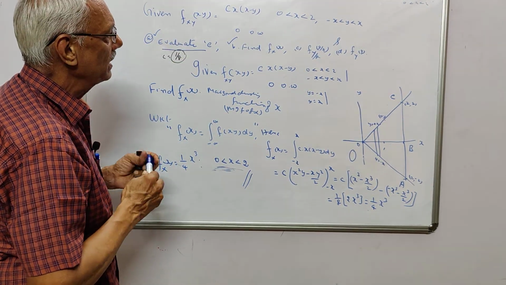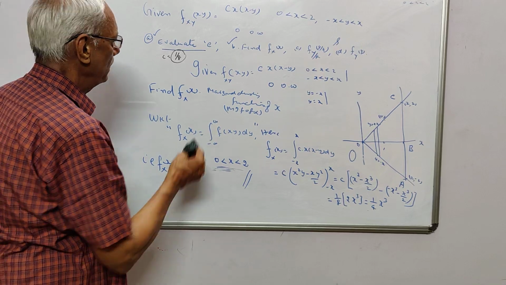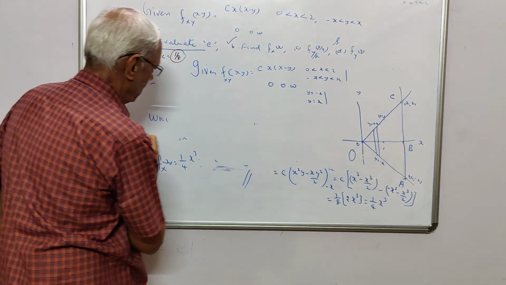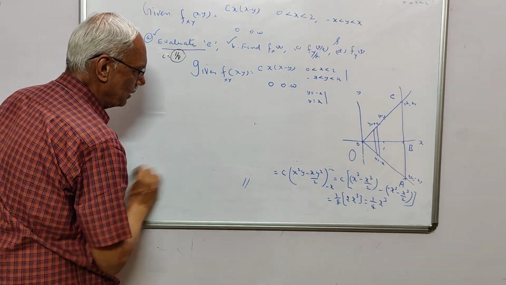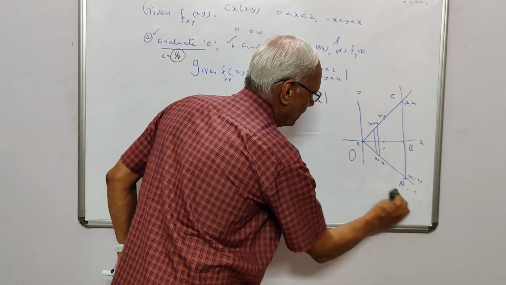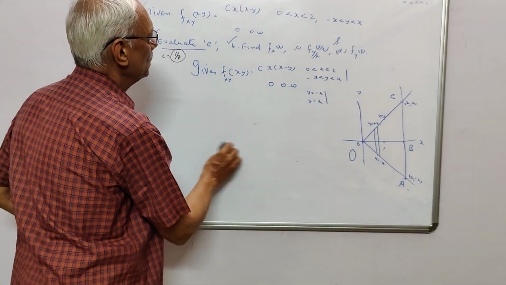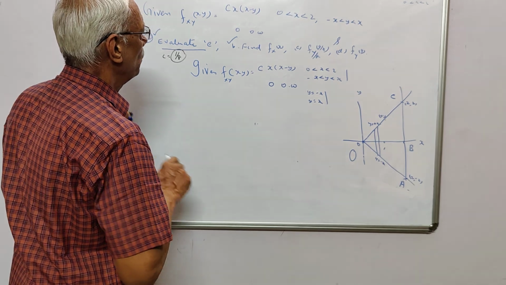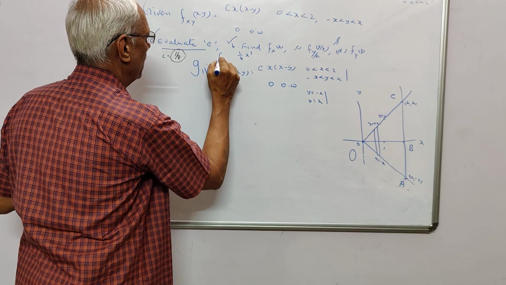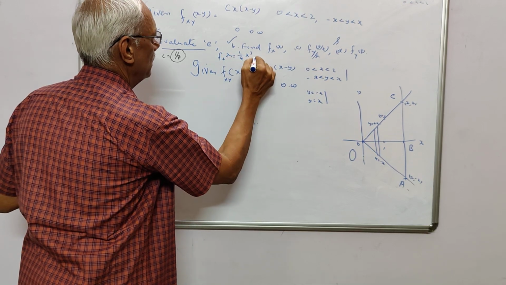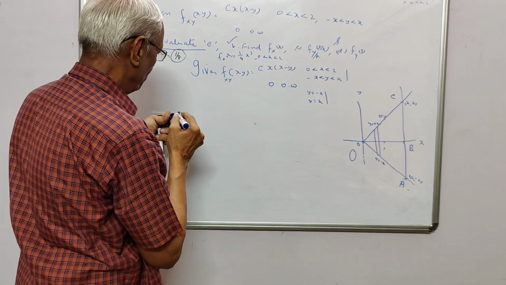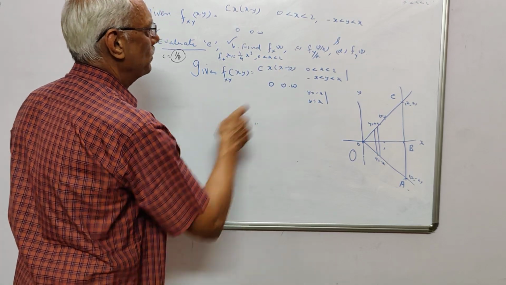Now let me come to the third one. What is your third one? See, your third one is nothing but your conditional probability of y with respect to x. So this is nothing but your 1 by 4 of x cubed, 0 less than x less than 2. So this is the answer. Now let me come to this.